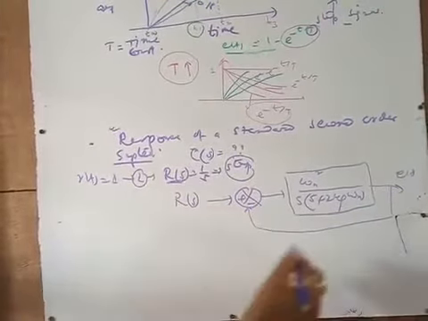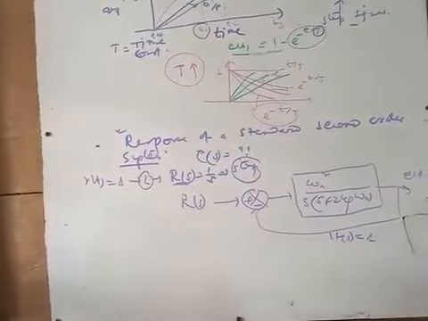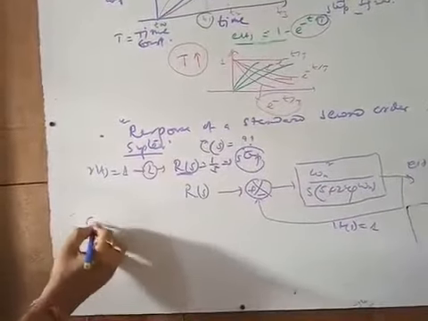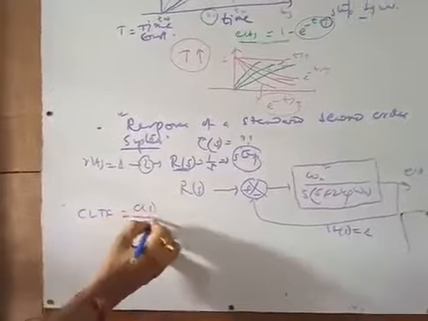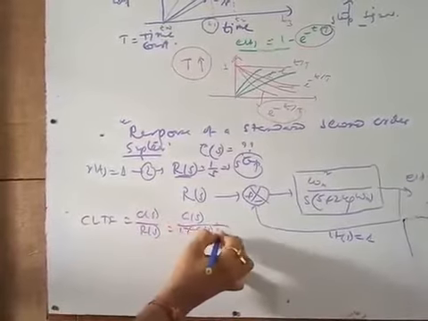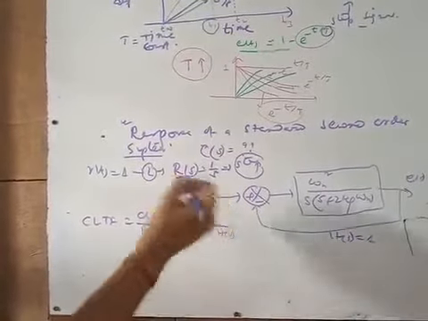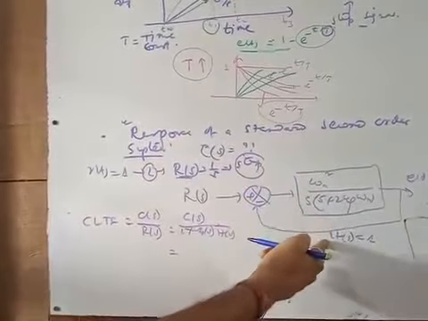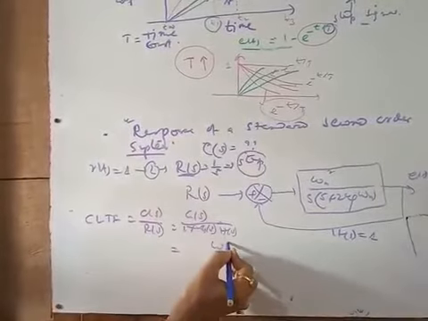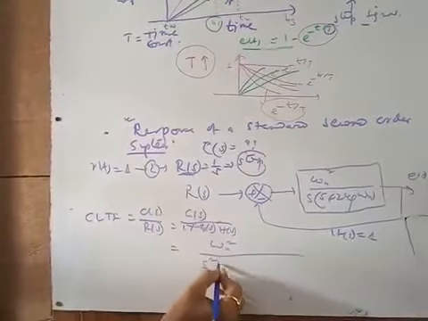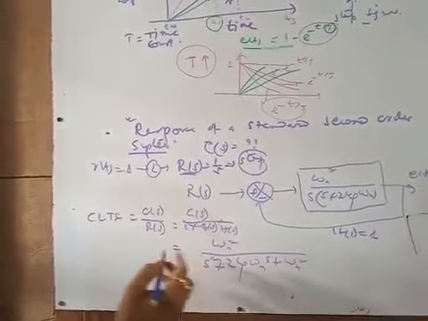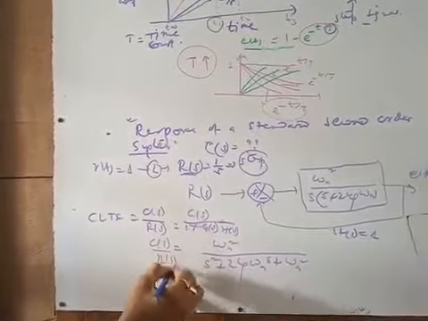This is unity feedback. So H(s) is equal to 1, and this is your G(s). So you get the closed loop transfer function of the system, C(s) by R(s) equal to G(s) by 1 plus G(s) into H(s). You know this. So based upon this, if you put H(s) equal to 1 and G(s) equal to this, what you get is omega n square by s square plus 2 xi omega n s plus omega n square. So this is your C(s) by R(s), right?